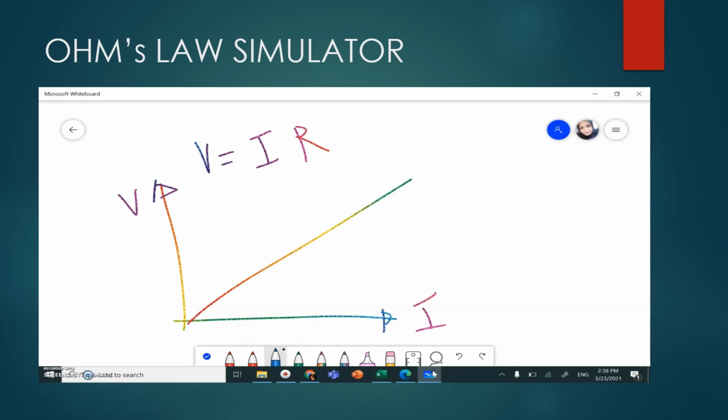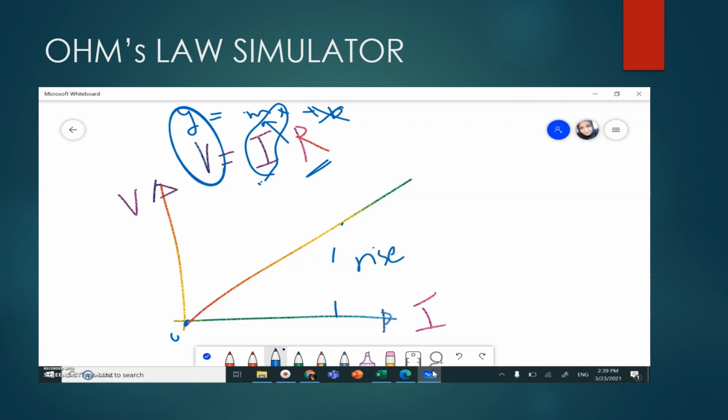The equation of a straight line is y equals mx plus b. I don't have b, the y-intercept. I started from 0, so b is 0. V is my y-axis. I, the current, is the x-axis. So R will represent what? The slope, which is rise over run. So R is V over I, or the slope of V versus I.